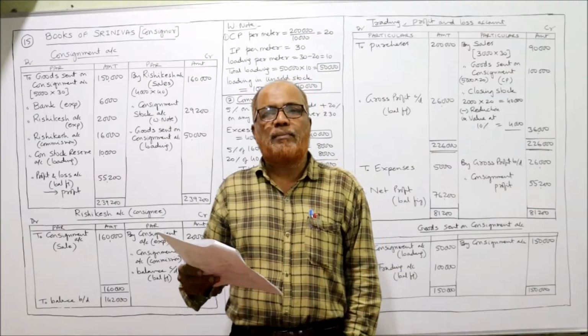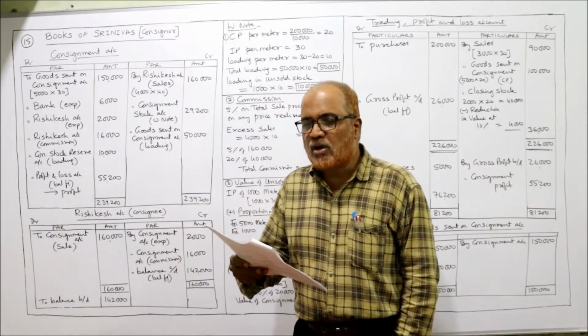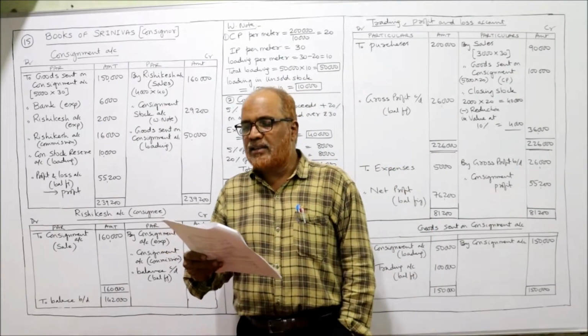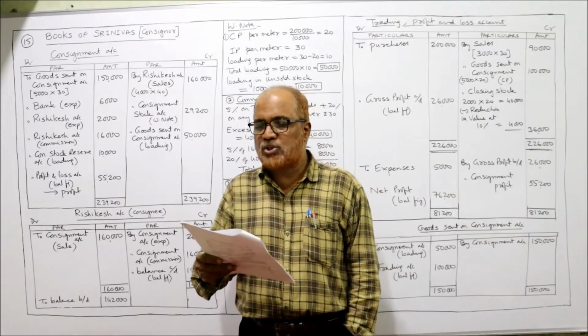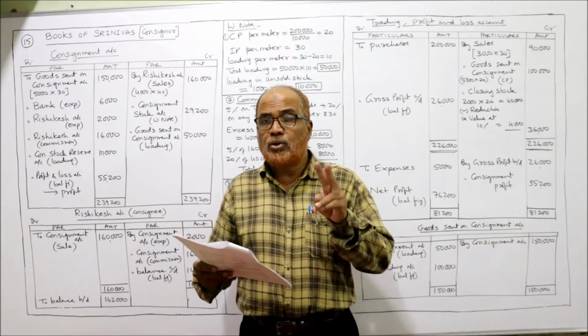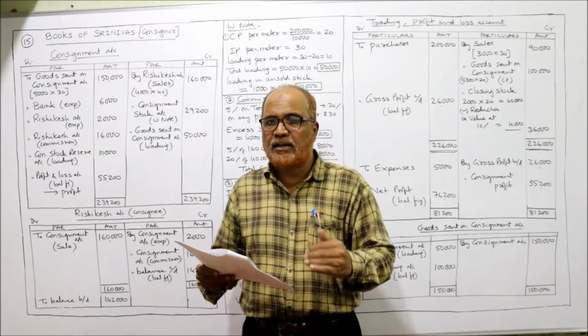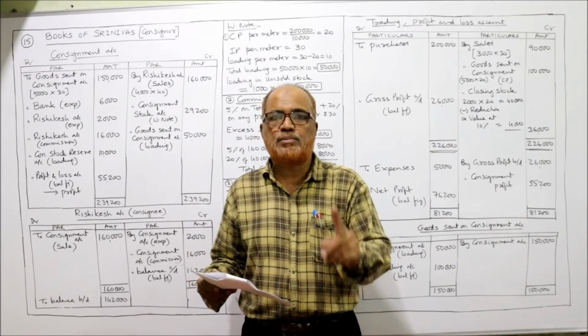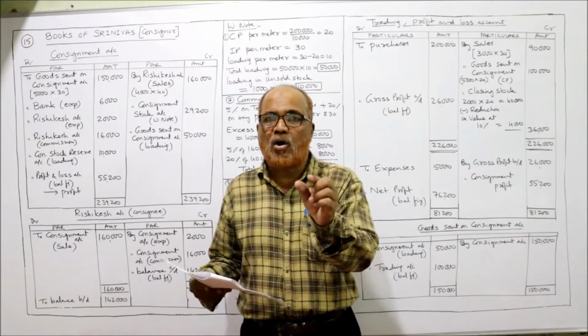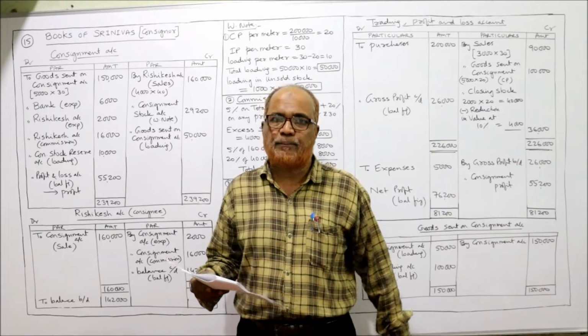So the 15th problem I'm reading out. Srinivas of Hyderabad purchased 10,000 meters of cloth for rupees 2 lakh. So 2 lakh rupees, 10,000 meters. So 2 lakh divided by 10,000, 20 rupees per meter. This is the cost per unit, per meter.